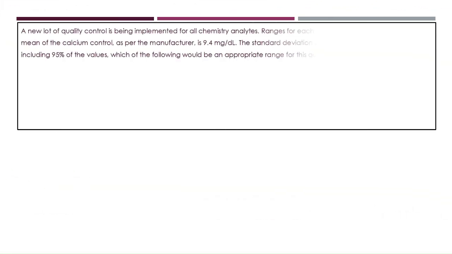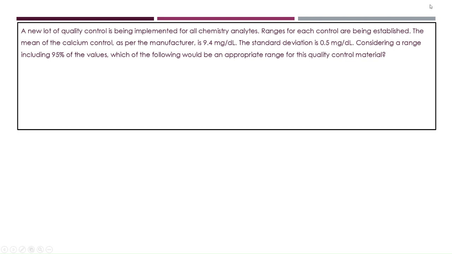A new lot of quality control is being implemented for all chemistry analytes. Ranges for each control are being established. The mean of the calcium control, as per the manufacturer, is 9.4 milligrams per deciliter. The standard deviation is 0.5 milligrams per deciliter.